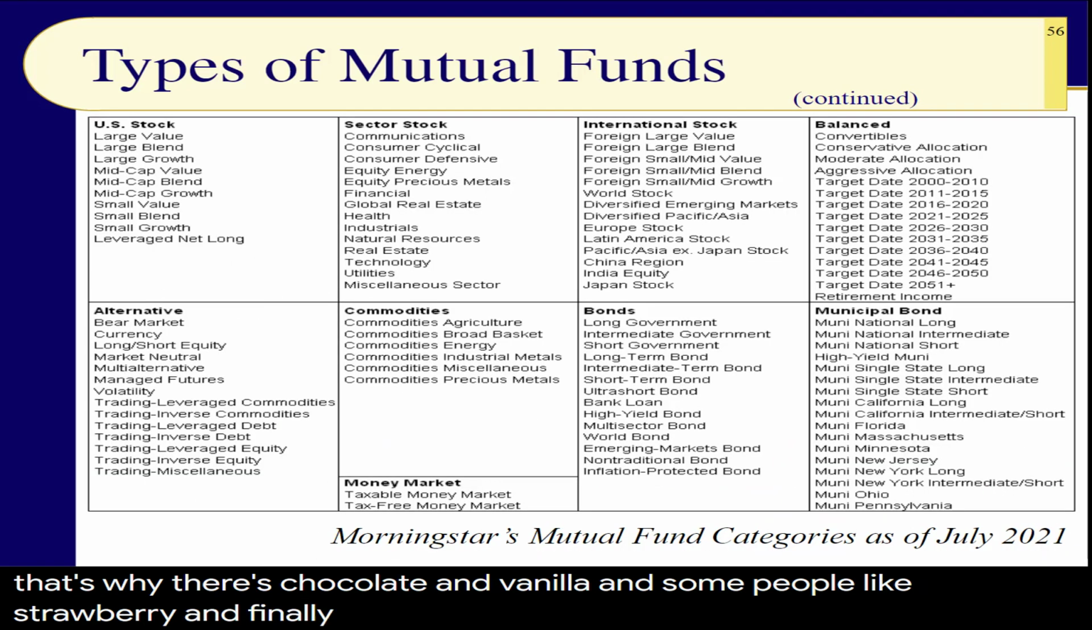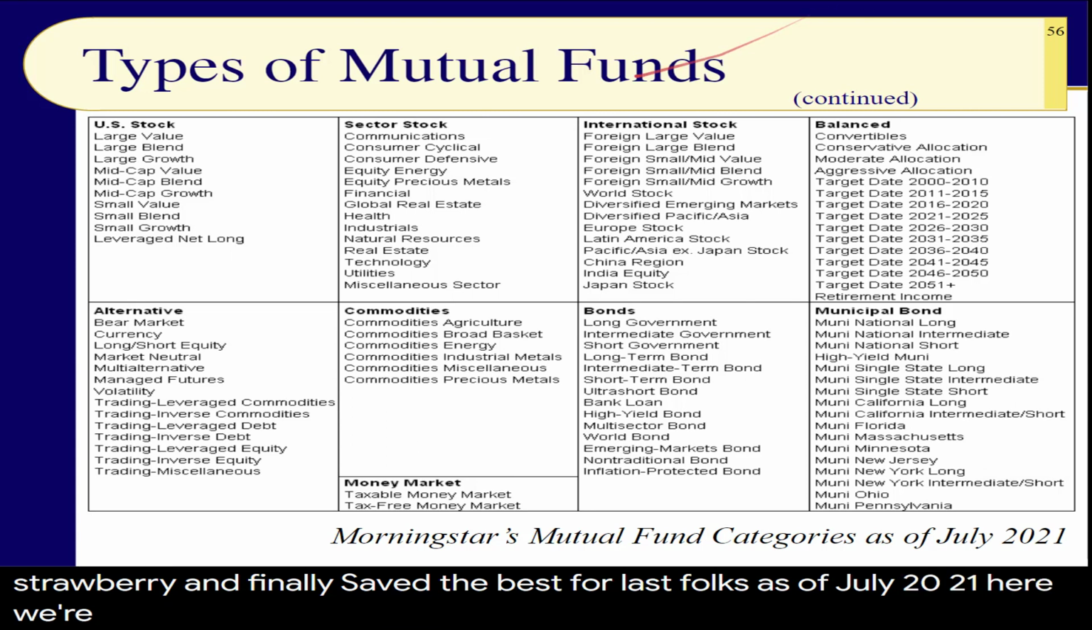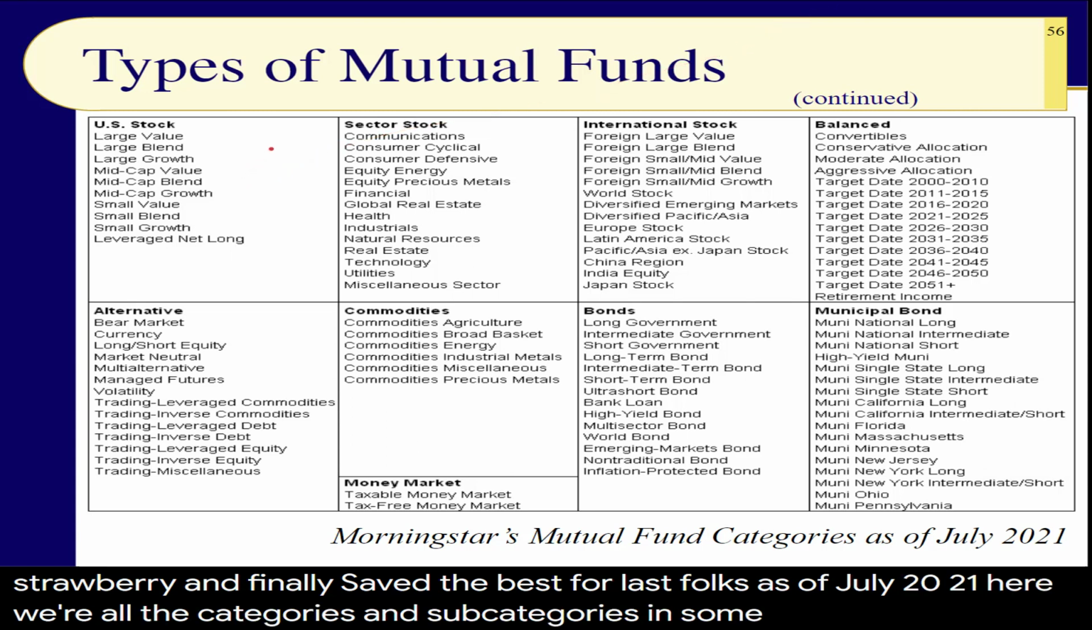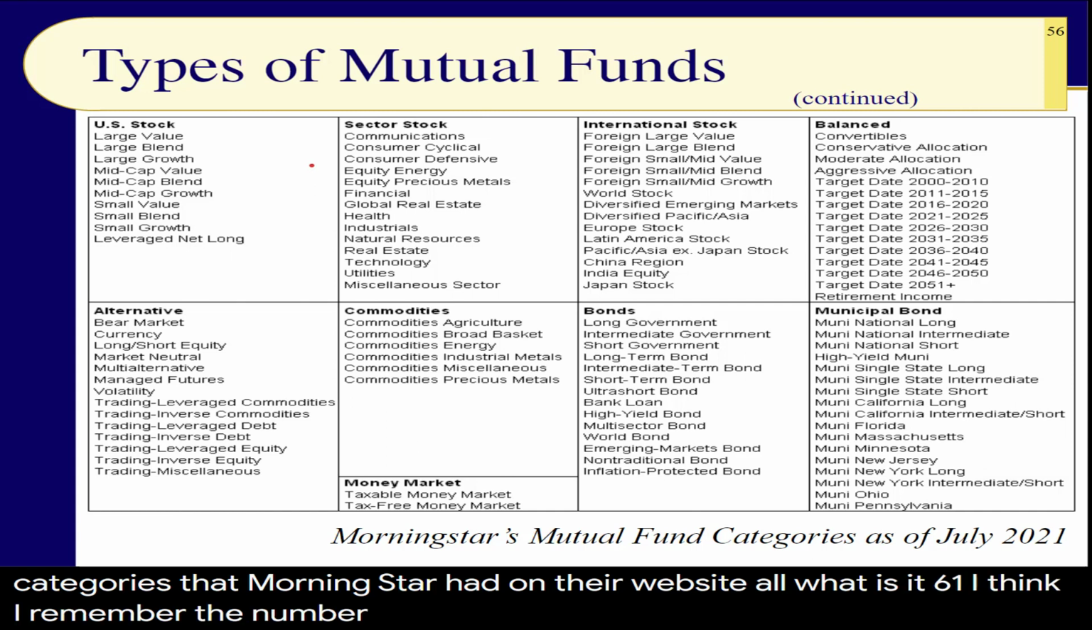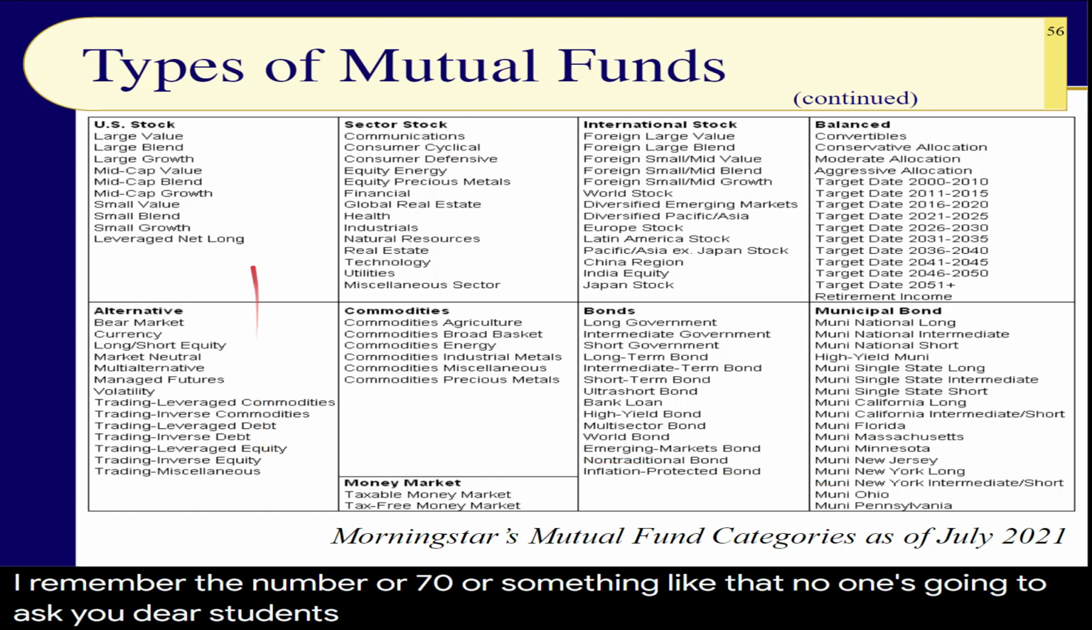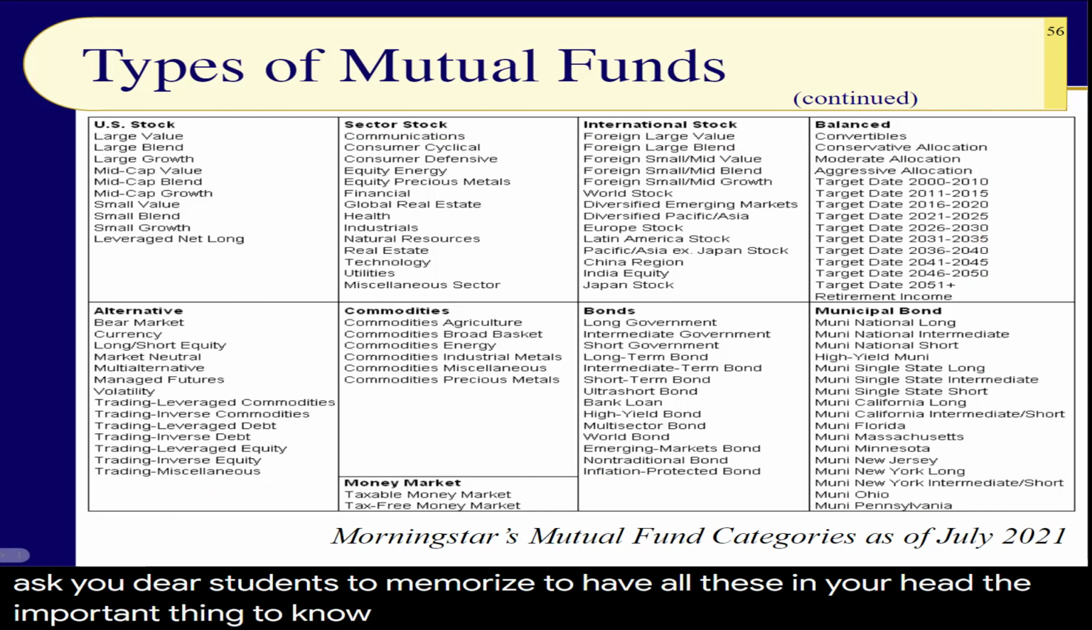And finally, I saved the best for last, folks. As of July 2021, here were all the categories and subcategories and subcategories that Morningstar had on their website. All, 61, I think I remember the number, or 70 or something like that. No one's going to ask you, dear students, to memorize, to have all these in your head. The important thing to know is the big categories that we've outlined in this presentation.